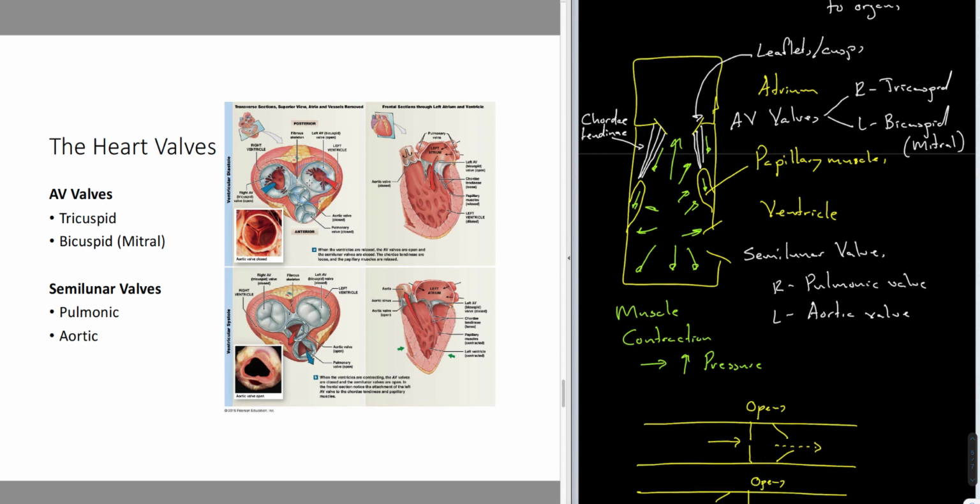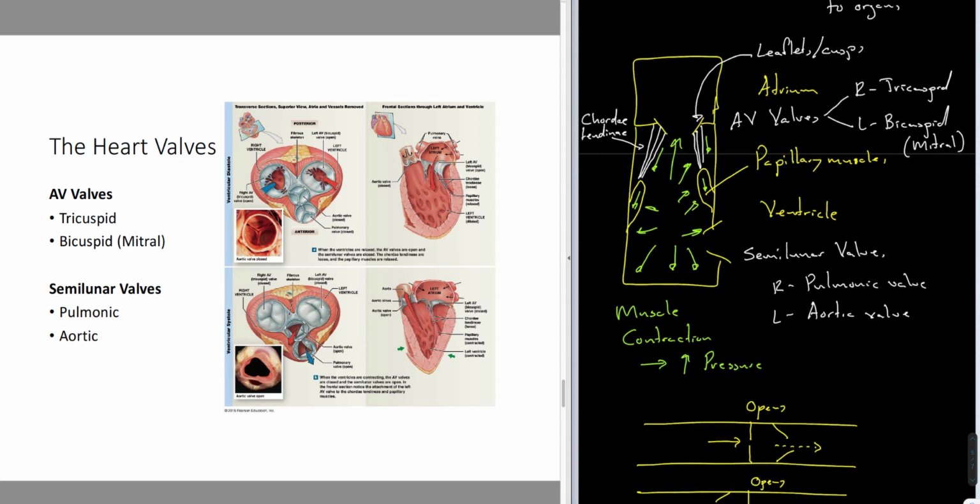The reason why I just drew one atrium and one ventricle is because they work together. The atriums contract at the same time, pushing blood from atrium to ventricles, and the ventricles contract at the same time, pushing blood out. So when the AV valves are open, we're filling the ventricles, therefore we want to keep the semilunar closed. When we're ready to contract the ventricles, we're going to close the AV valves and therefore force open the semilunar. It's the closing of the valves that makes our heart beat.